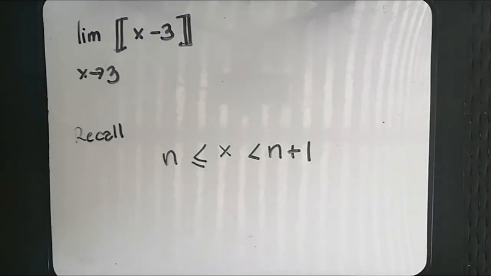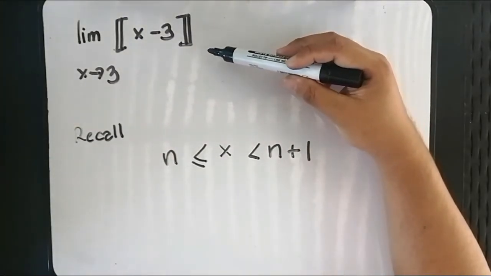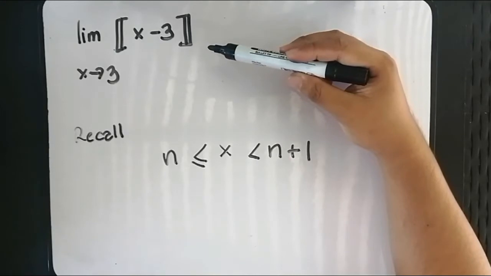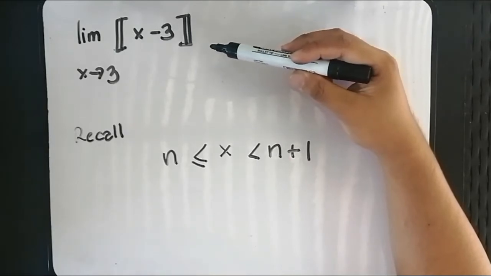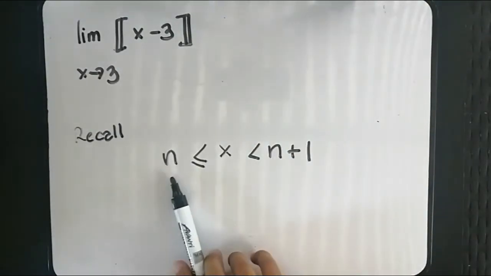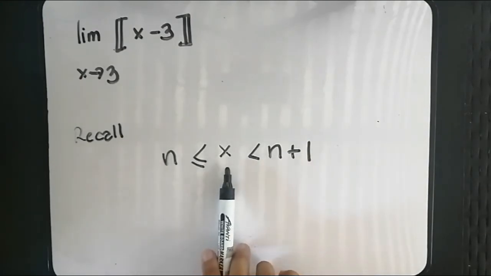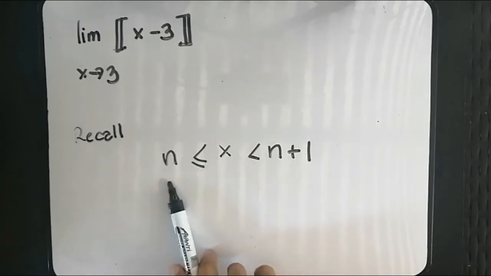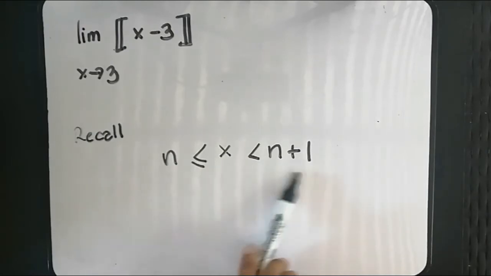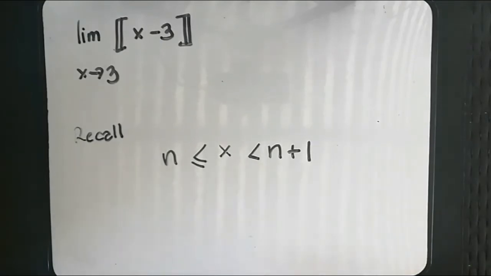Tama? So sinasabi ng greatest integer function natin, kukunin lang natin yung greatest integer na hindi sosobra. So in this case, ito yung integer na yon. Hindi siya dapat equal kay n plus 1. Pero alam natin that the value of x ay nasa loob ng interval natin na ito.